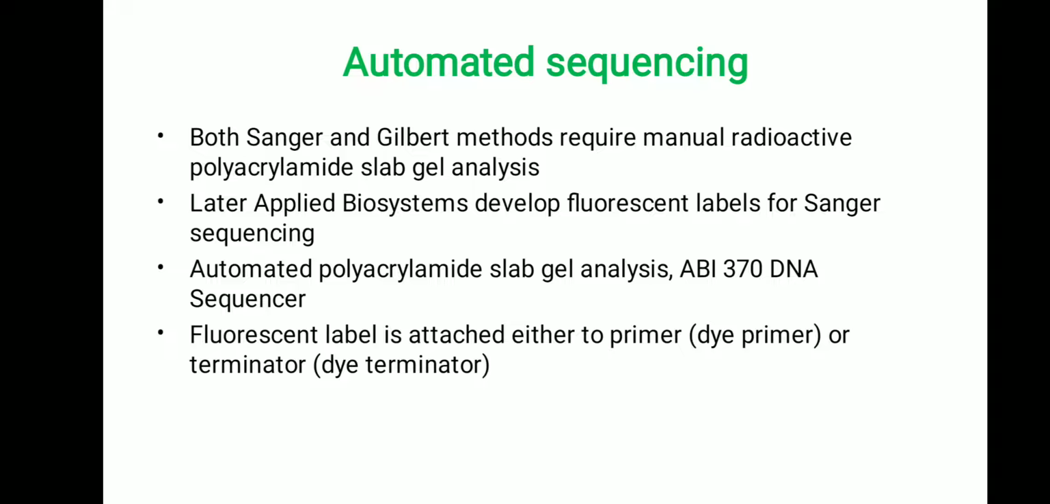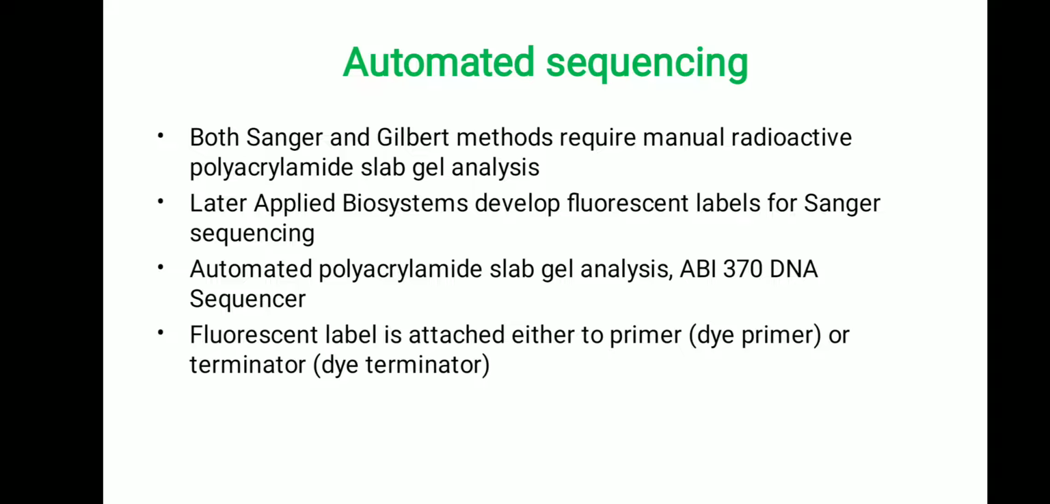Welcome to all. In this video we will see about automated Sanger sequencing. The classical Sanger and Gilbert methods require manual radioactive labeling and polyacrylamide slab gel analysis. These are all highly unsafe as well as time-taking processes.